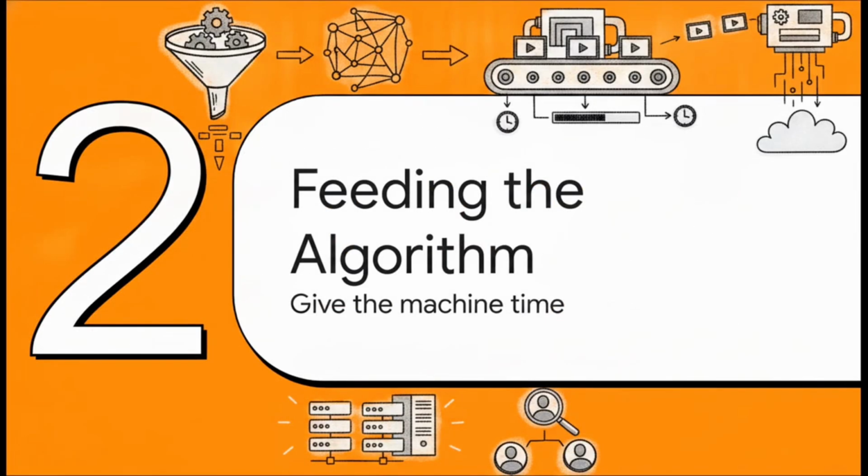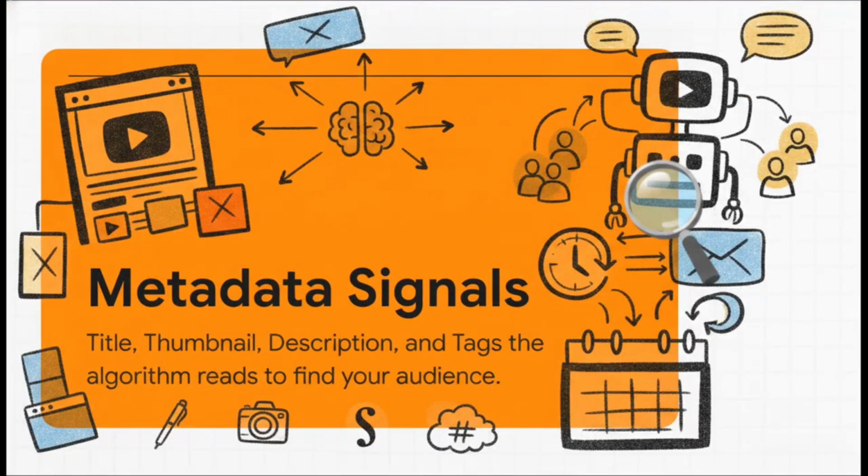Moving right along to section 2, feeding the algorithm machine. So the crucial point here is understanding metadata signals. We're talking about your title, thumbnail, description, and tags. Think of YouTube as a highly advanced, giant sorting machine. When you drop content into the system, it desperately needs time to analyze these text and visual signals. It has to cross-reference them against millions of viewer watch histories to figure out optimal audience reach. When you instantly push something out to public, you're giving this machine exactly zero processing time to map those crucial connections.